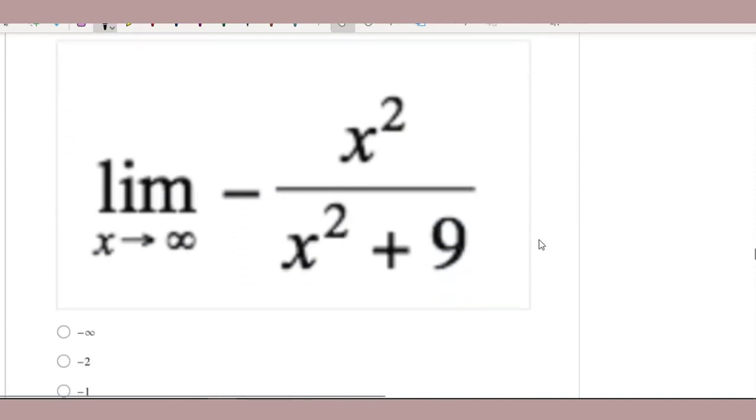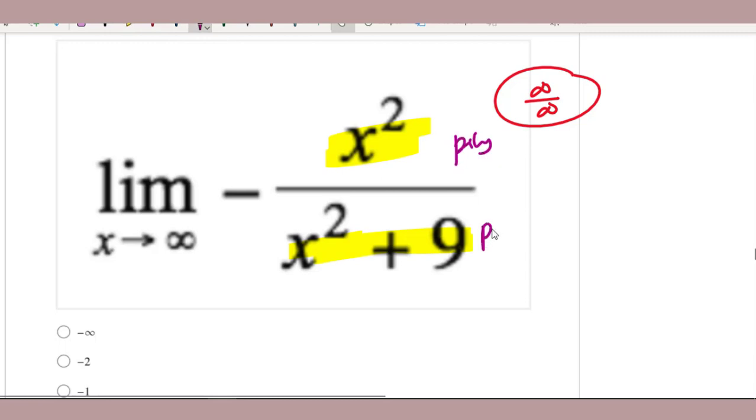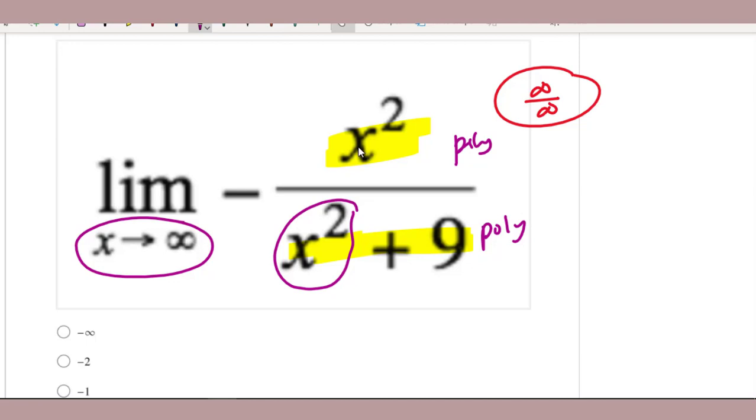Number 9, find the limit of this function as x tends to infinity. Infinity squared over infinity squared, infinity over infinity. This is considered an indeterminate form. For a polynomial over a polynomial, when x tends to infinity, we have to divide by the highest power of the denominator. The highest power here is x squared. We have to divide every term by x squared.